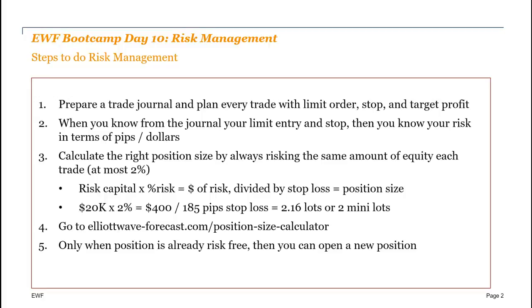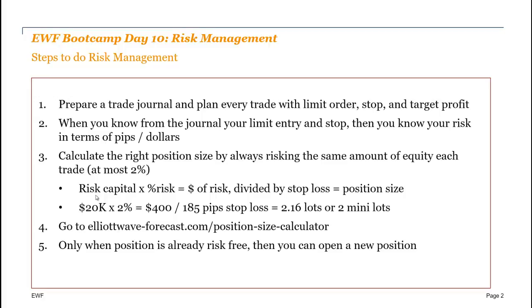Now, after you plan your trade in the journal with your limit entry and the stop loss, then you will be able to know your risk in terms of the pips or in terms of the dollars. Then the next step is to calculate the right position size by always risking the same amount of equity each trade, at most 2% risk.